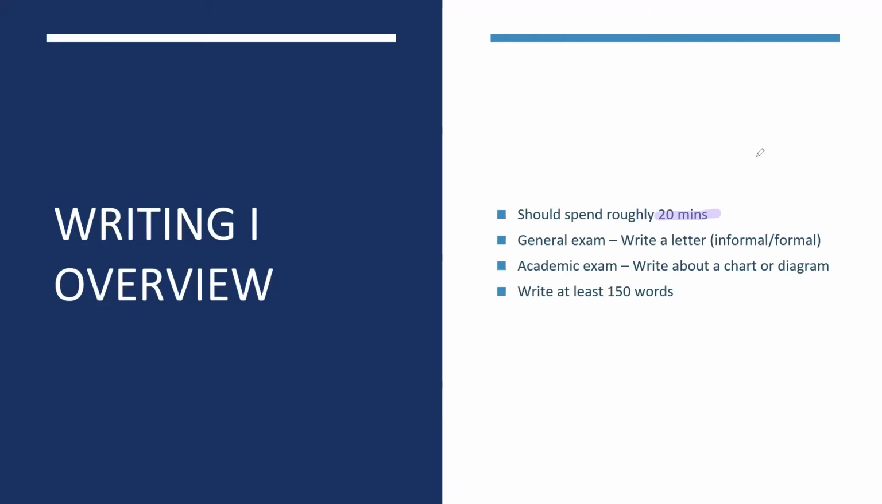So make sure you allocate your time correctly. I would only spend about 20 minutes on this. If you're going over, you generally will not finish task 2.